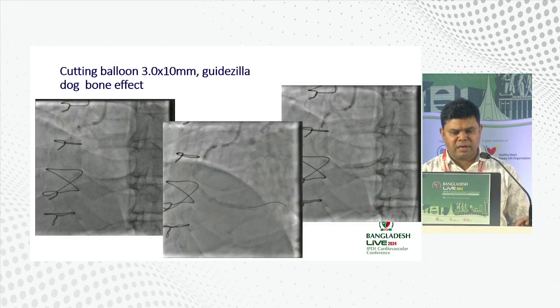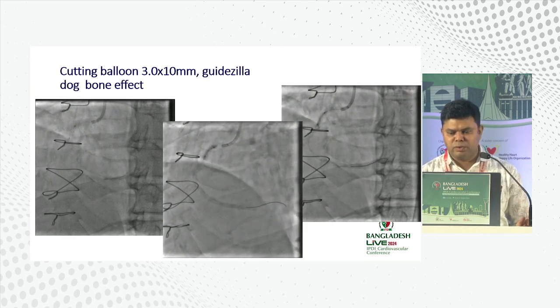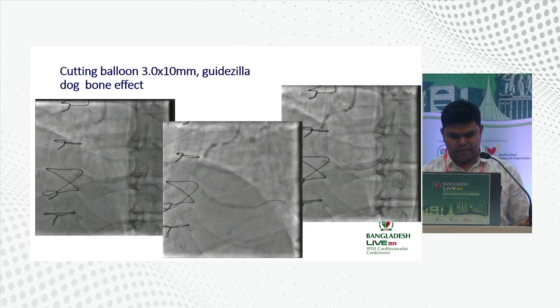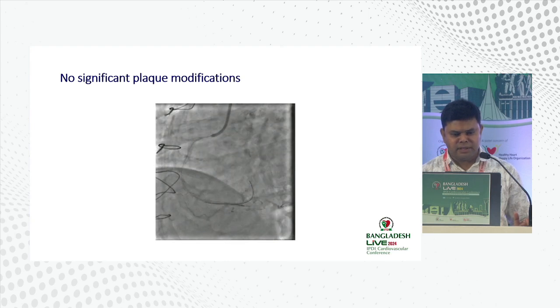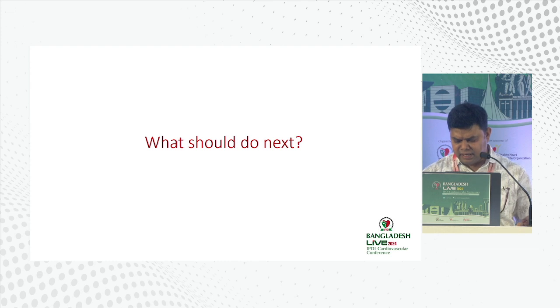So we took a cutting balloon. Initially, the cutting balloon did not cross, so we took the help of Guidezilla, and ultimately crossed. You see, there is a dog bone effect. So, angiographically, there is no significant plaque modification. What should we do next? As this is a balloon crossable and IVUS uncrossable lesion, there is a dog bone effect on cutting balloon inflation.